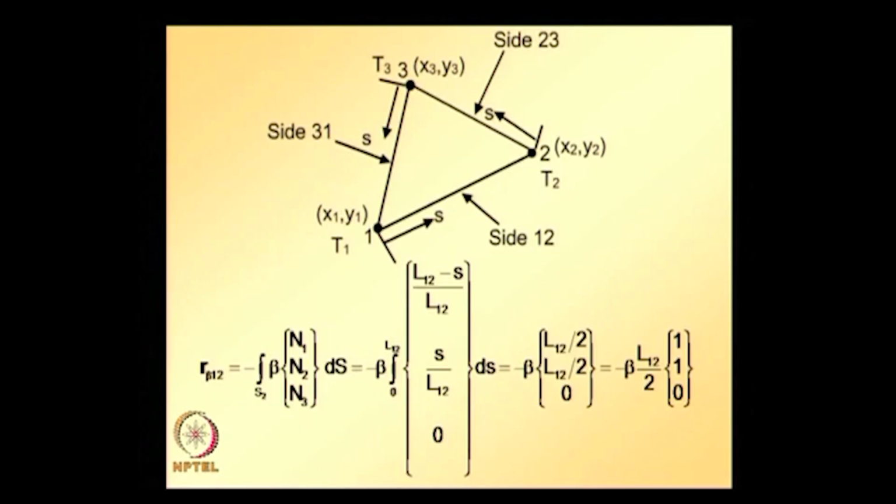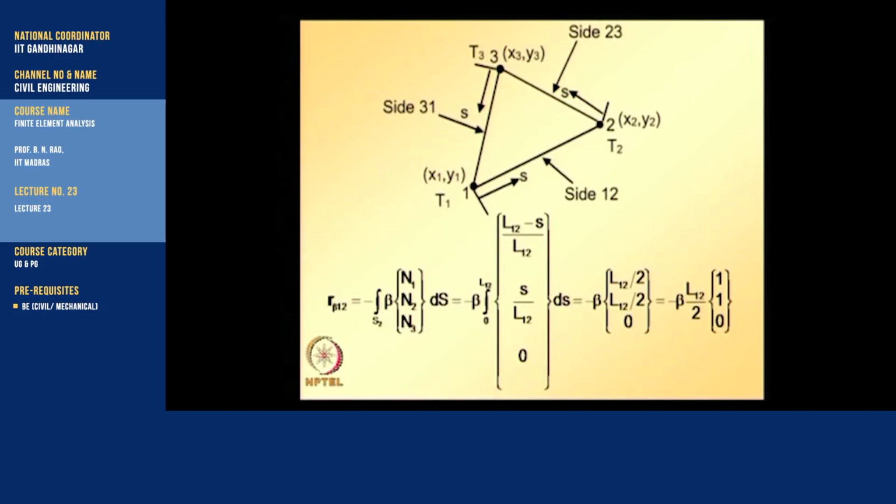Since N3 is 0, we can simplify this further, and assuming beta to be constant, we can pull beta out of the integral and we can get the closed form solution of these integrals, and r beta is given by the value which is given in the slide, that is beta times length of side 1 2 divided by 2 multiplied by a vector consisting of 1, 1 and 0.